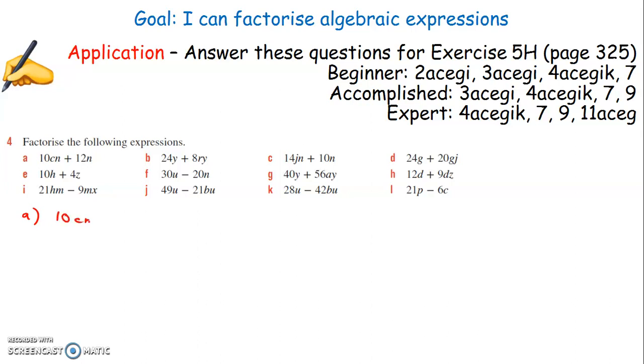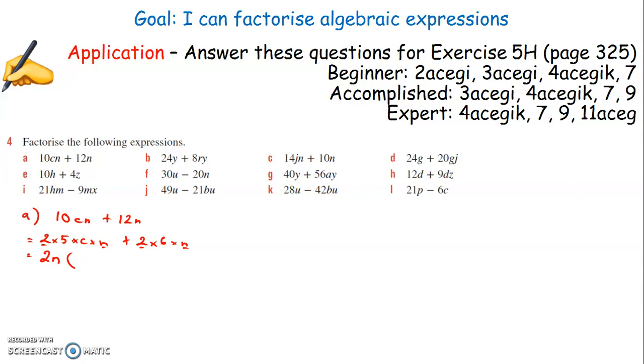So 10cn plus 12n. Let's rewrite this as multiplications. Okay, so 10 we can break that down as 2 times 5, right? And then times c times n plus 12, which is 2 times 6, and then times n. So here I can see, hey, the 2 and the n, they're the same on both terms. So we're going to take the 2 and the n outside. So 2n, that's our common factor.